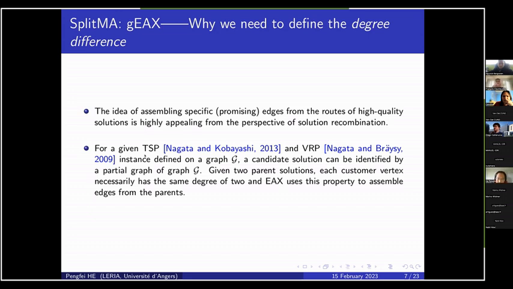We also know each city or customer in these solutions should be served exactly once in all feasible solutions. So each vertex is associated with a degree of 2. And then EAX can use this property to assemble edges to produce high quality offspring solutions. But for the SDVRP, this property cannot be satisfied. So we have to define the degree difference and make the degree difference of each vertex become 0. Thus, the EAX can be applied.